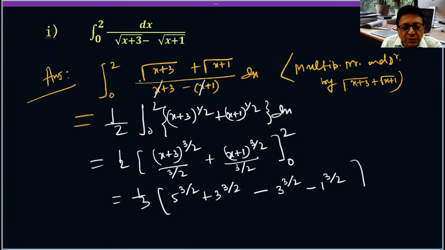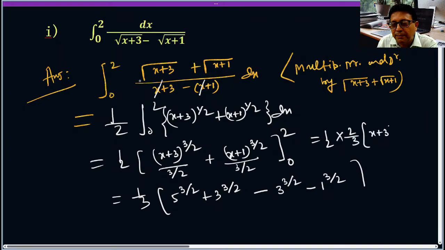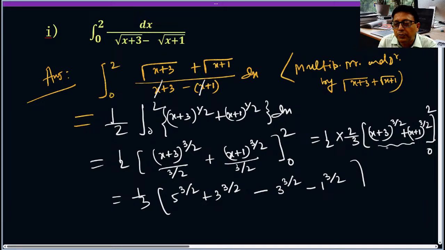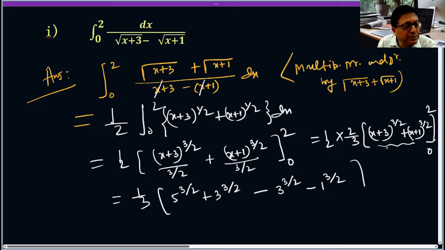Understood? Putting x equal to 2, this 3 by 2 is common over there. So you take this thing outside. Outside it will come like this: simply x plus 3 to the power 3 by 2, x plus 1 to the power 3 by 2, and then 0 to 2. Upper limit you will put in the whole function. 2 plus 3 is 5, 5 to the power 3 by 2. 2 plus 1 is 3, 3 to the power 3 by 2, minus, put x equal to 0: 3 to the power 3 by 2 and 1 to the power 3 by 2.